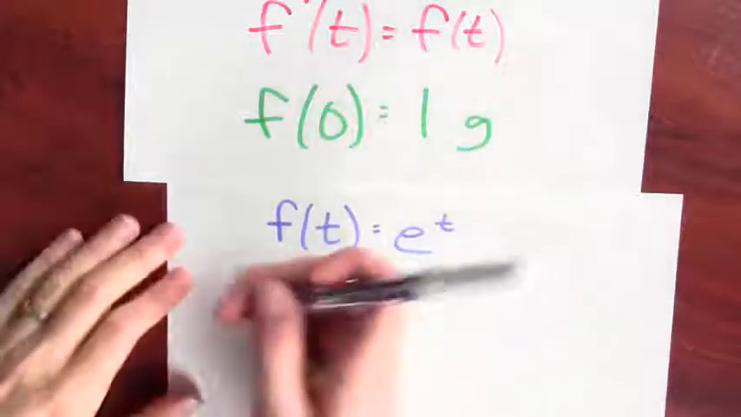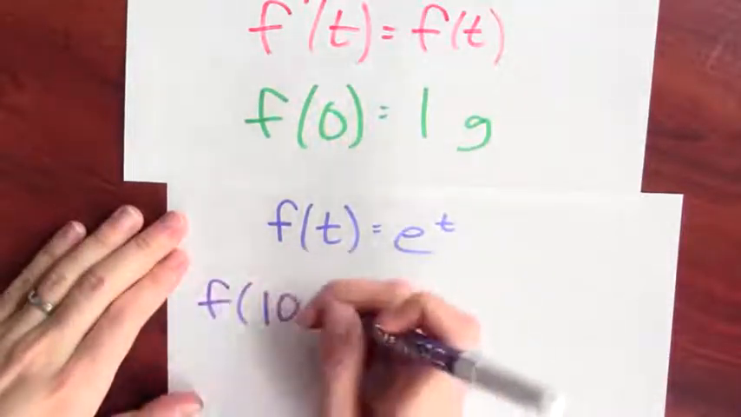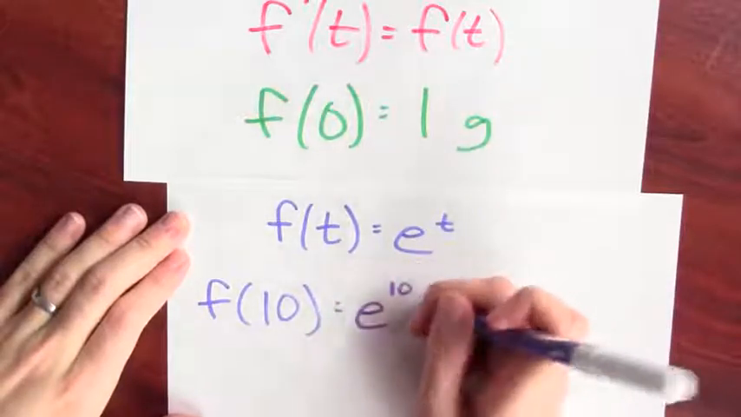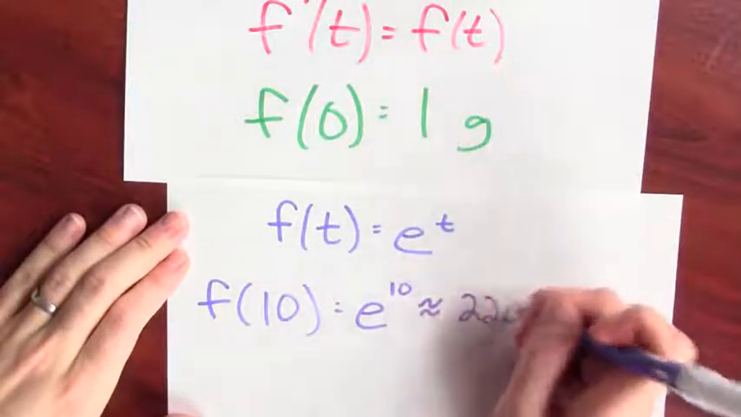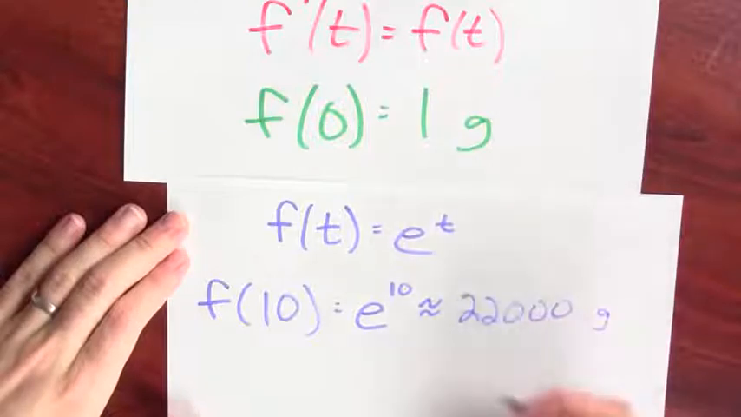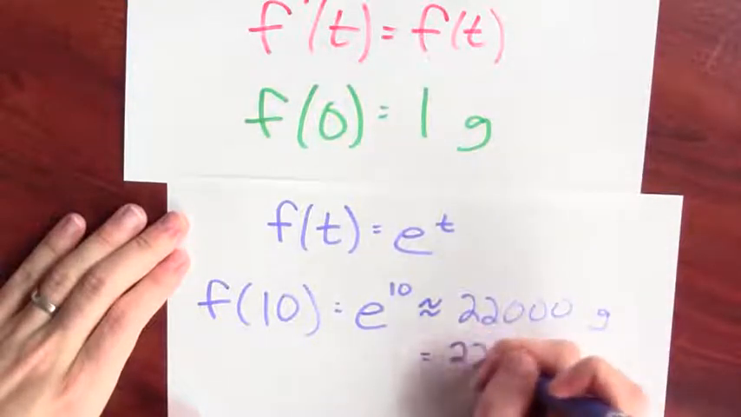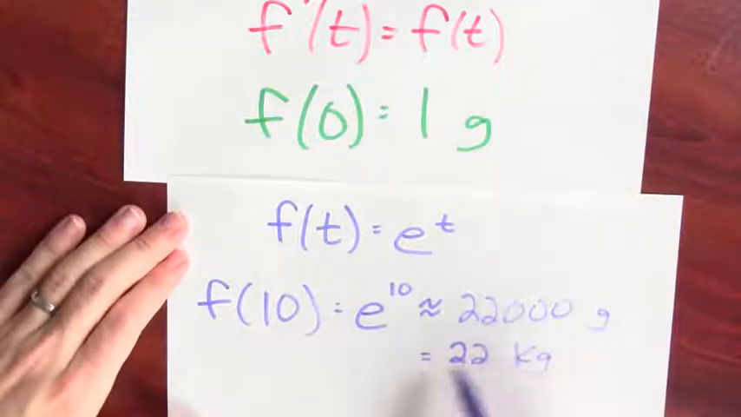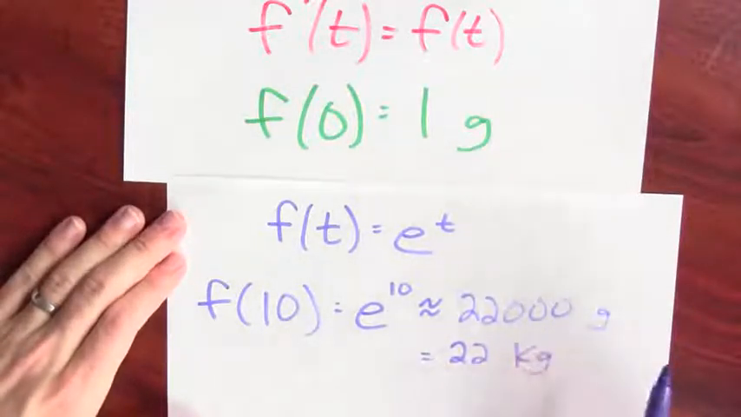How much gray goo is there after 10 seconds have elapsed? So that means I want to calculate f of 10 seconds. That's e to the 10. That's approximately 22,000 grams. And 22,000 grams is 22 kilograms. So after 10 seconds, there's about 22 kilograms of gray goo.